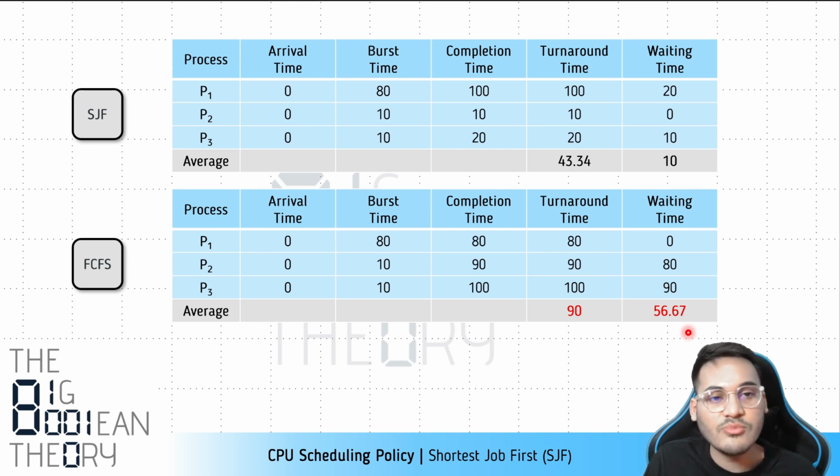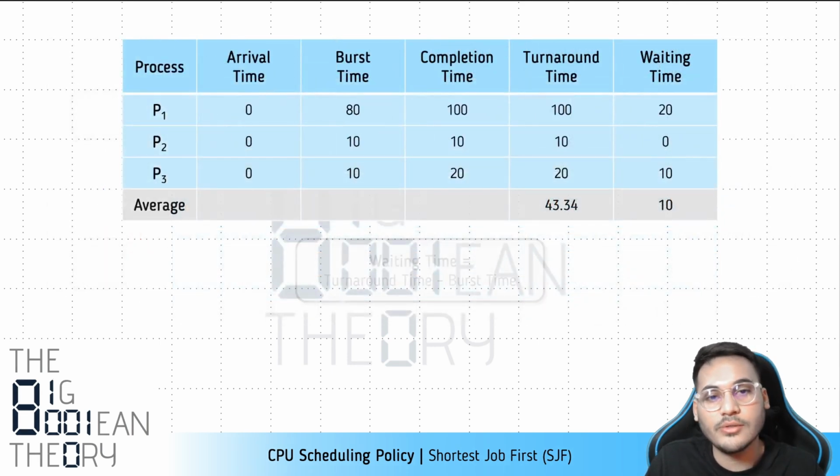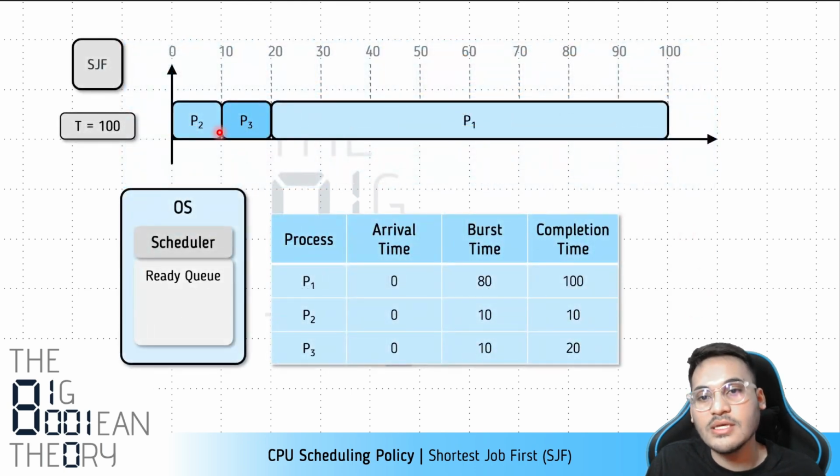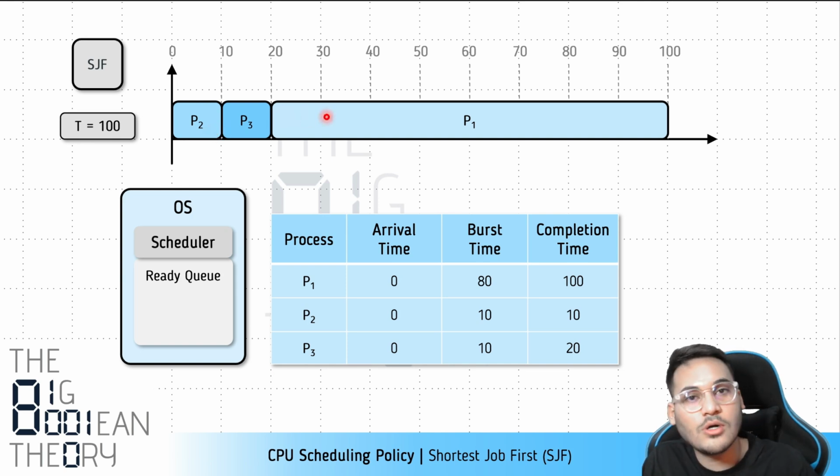So why is this the case? Because the convoy effect problem has been solved. So let us go back, I'll come back to that analogy. Let us go back to the Gantt chart that we saw. Here you can see in the SJF, the shorter jobs have been scheduled earlier than the longer job. And in case of FCFS, this was the reverse. P1 was scheduled before P2 and P3.